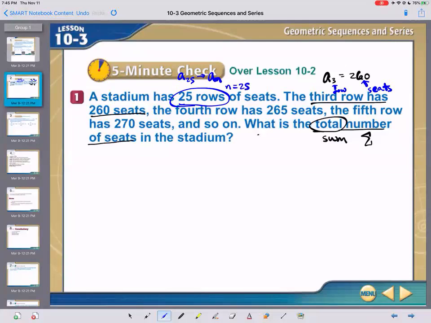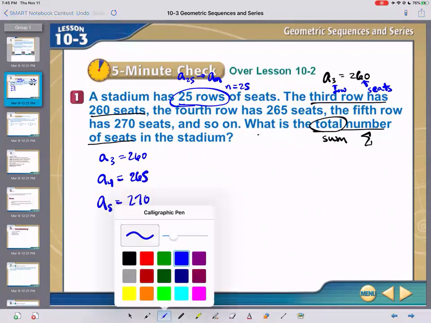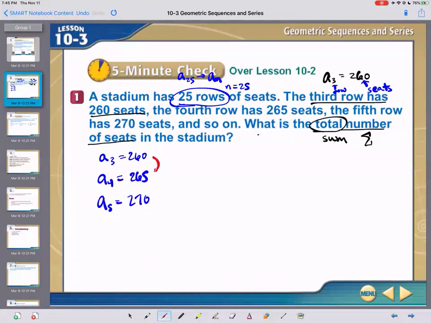Now, going on, it says the fourth row has 265. So let me just write this out. A3 is 260. A4, sorry about that. Here we go. A4 is 265. And now A5 is 270. And I can see that these are increasing each time by the number 5.